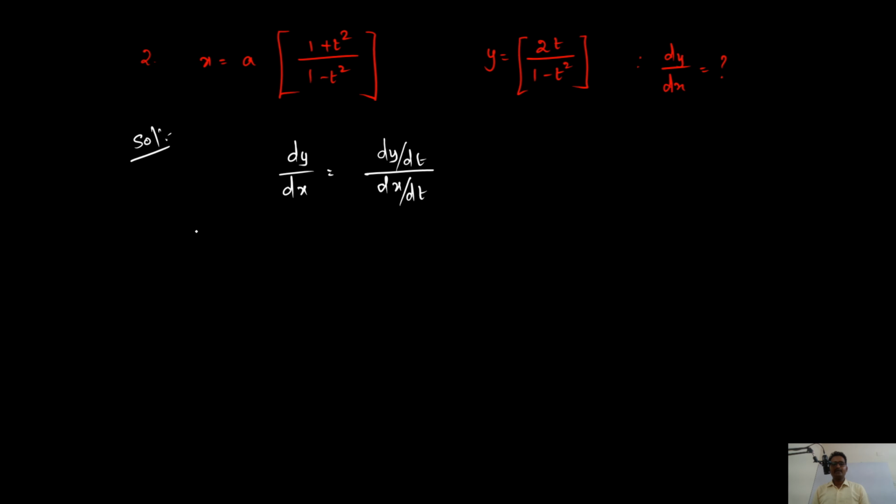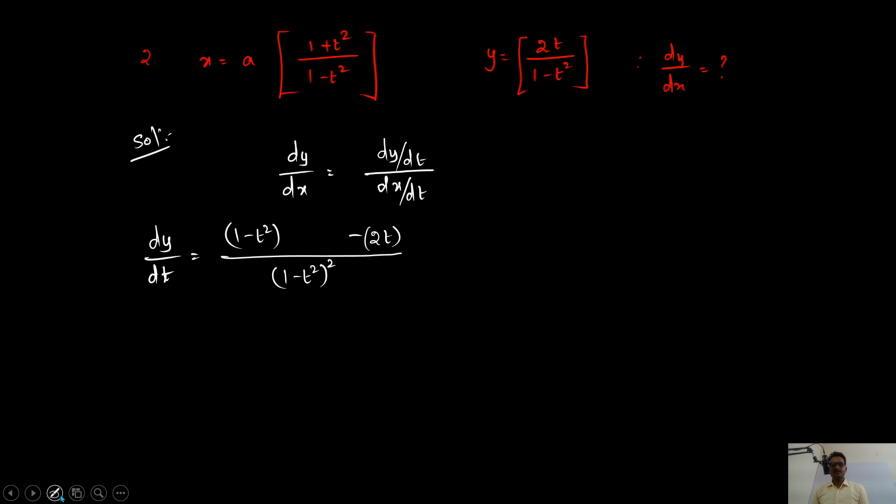So let me find out dy by dt first. So here y is 2t by 1 minus t square. So numerator is one function, denominator is another one, 1 minus t square. So it's like u by v method. So you have to use u by v method. dy by dt equal to denominator square, that is v square, and v u dash minus u v dash. Now let me differentiate this and write it.